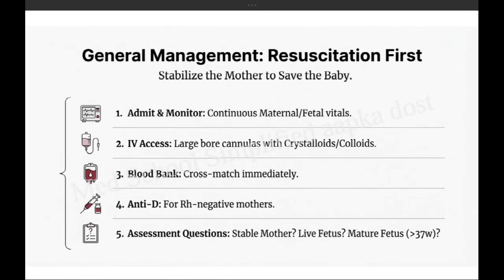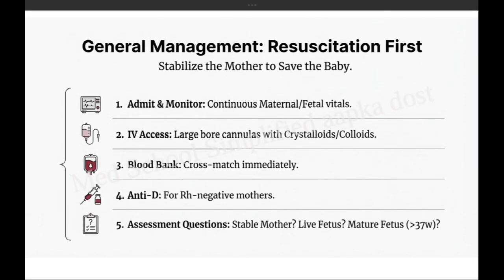Then we have general management. We will do the resuscitation first, stabilize the mother to save the baby. First, admit and monitor continuous maternal and fetal vitals. Then IV access, large bore cannulas with crystalloids and colloids. And the third is blood bank, cross match immediately to receive blood or transfuse blood as required. Then anti-D for Rh negative mothers. If the mother is Rh negative, we have to give her the anti-D serum.